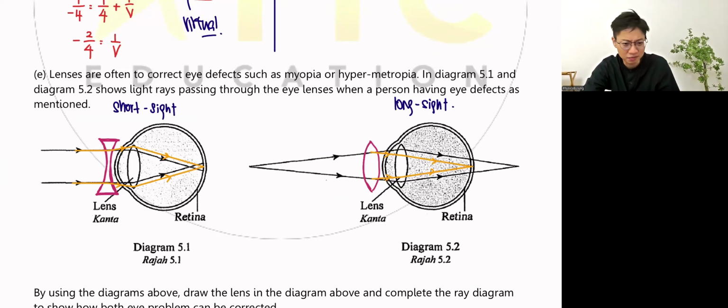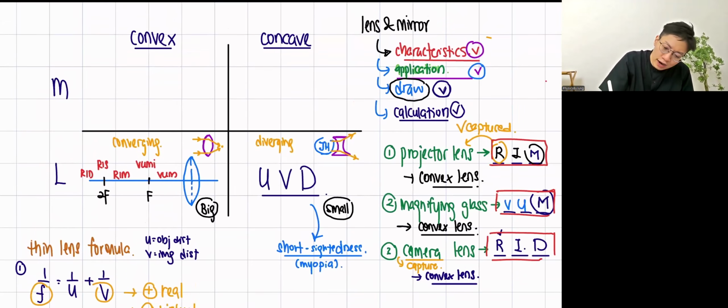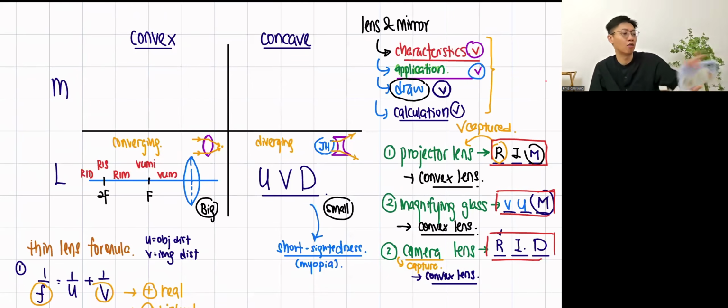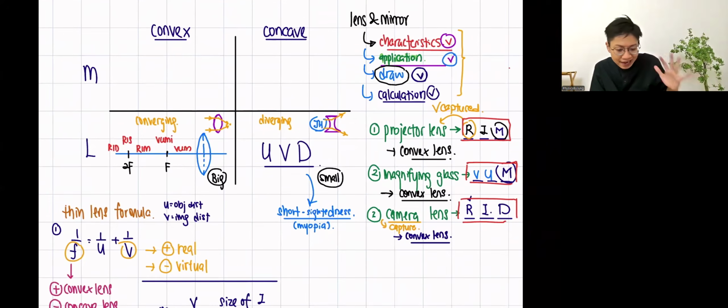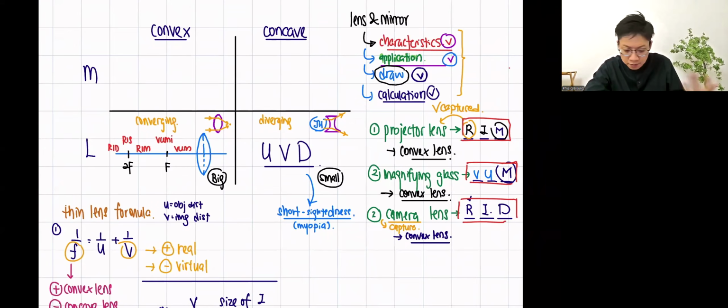Now, if you guys got no problem with this, when we talk about application, we also talk about thin lens formula calculation. So everything here, we are done. We finish lens in about 1 hour and 5 minutes. Now, guys, do you all have any questions about lens first? Anybody got any questions now?